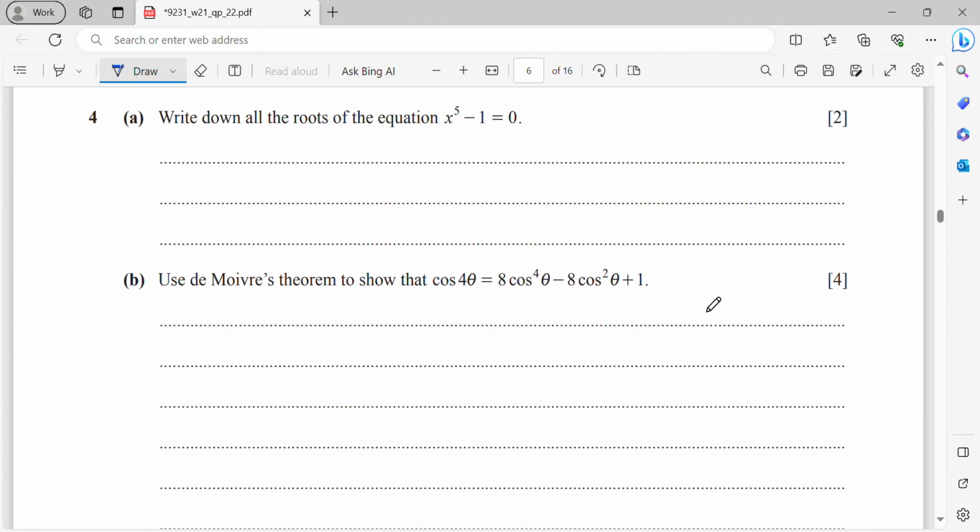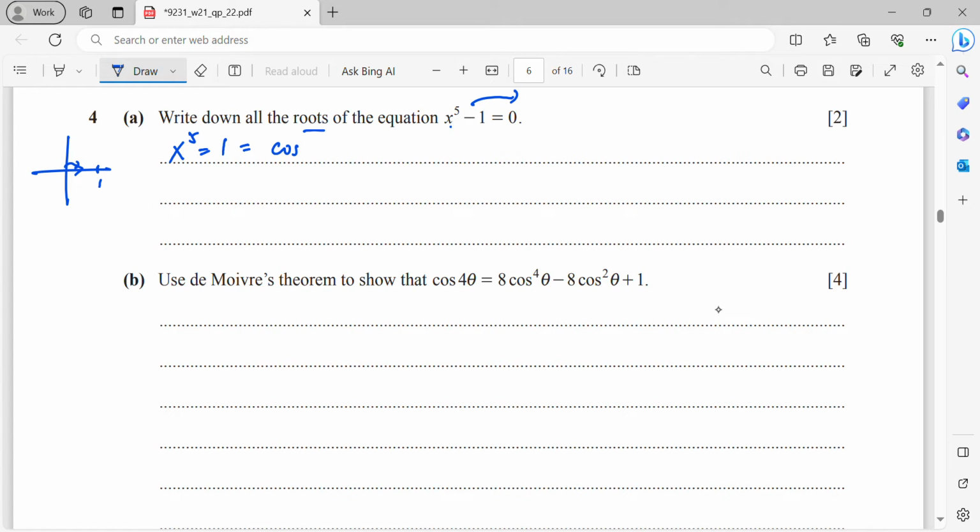Alright, so now for question 4a, write down all the roots of the equation x to the power 5 minus 1 is 0. So now x to the power 5 equals 1. I move the minus 1 to the right side. That means this is the same as cos. We know that the r is going to be 1. And since this is 1 here, that means the angle is 0. This is your complex number. I mean, this is your root.